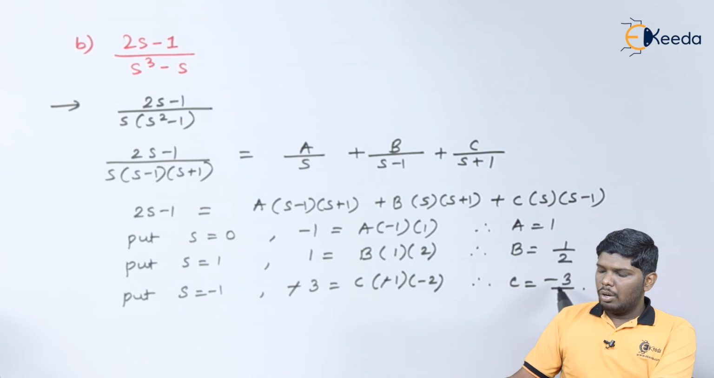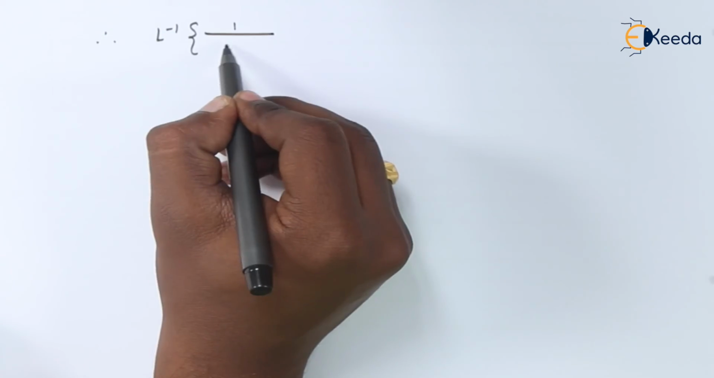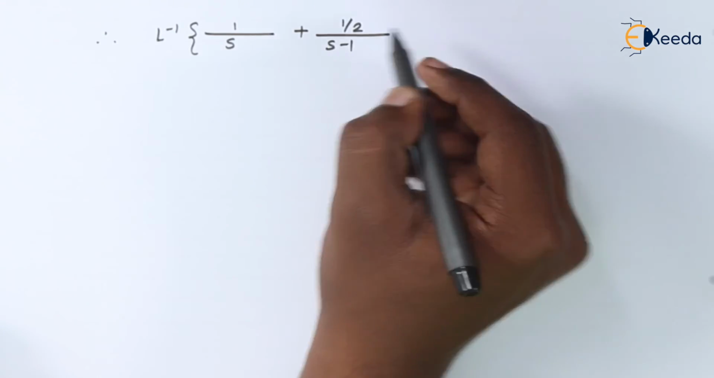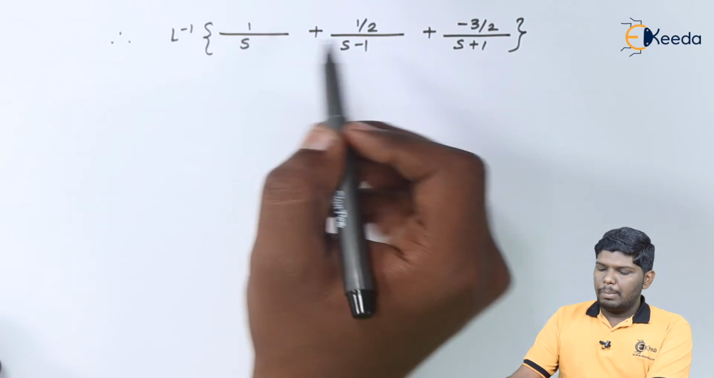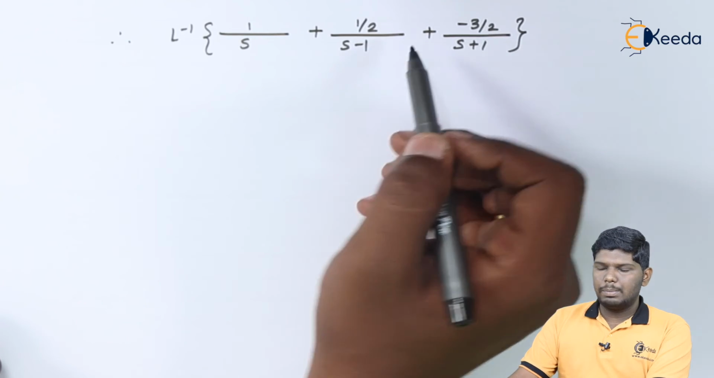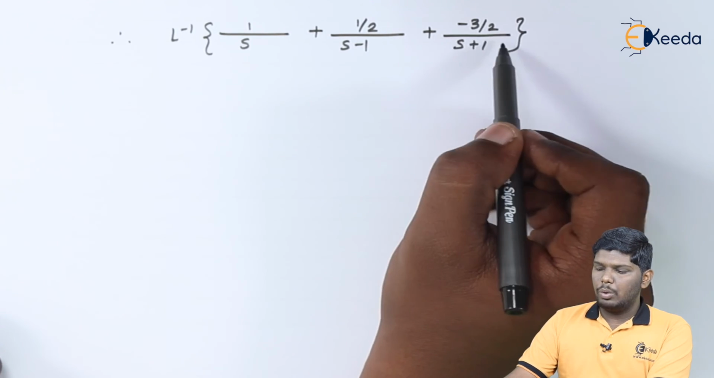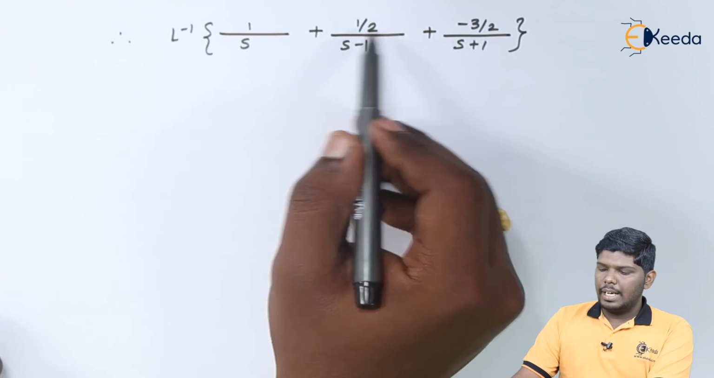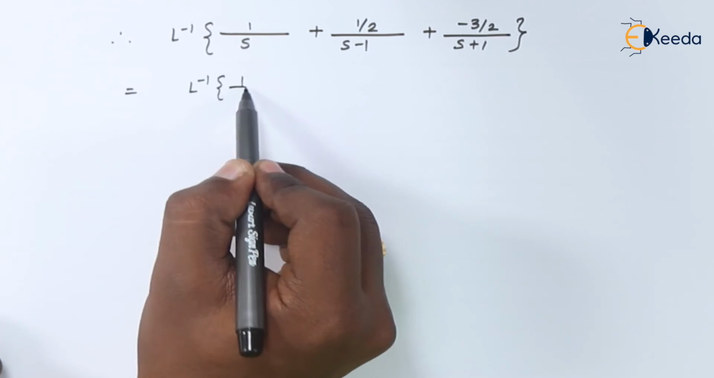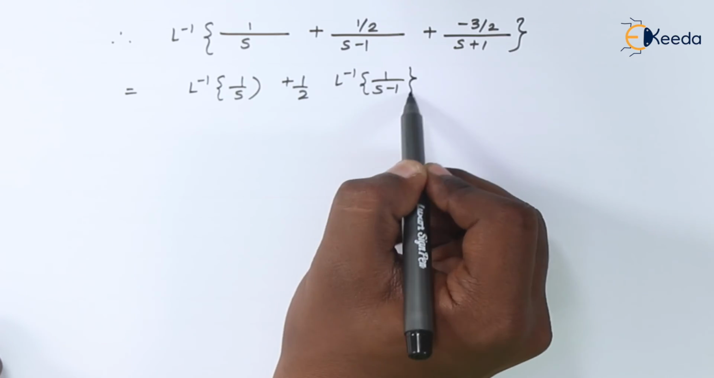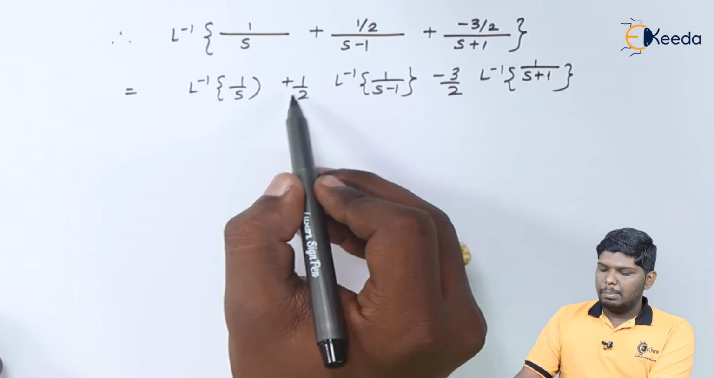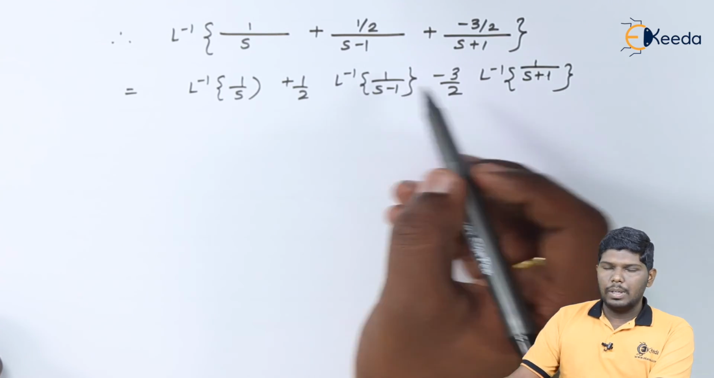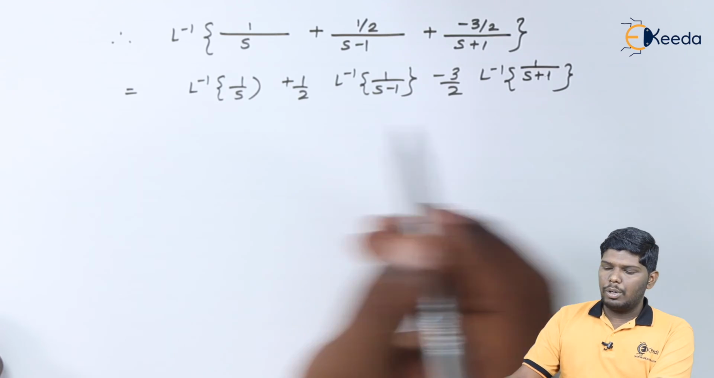Now let us substitute the value of a, b and c in this equation and take its Laplace inverse. So we have Laplace inverse of 1 by s plus the value of b was 1 by 2 upon s minus 1 plus the value of c is minus 3 by 2 upon s plus 1. Separating the Laplace inverse and taking constant outside, we have Laplace inverse 1 by s plus 1 by 2 Laplace inverse 1 upon s minus 1 minus 3 by 2 Laplace inverse 1 upon s plus 1.